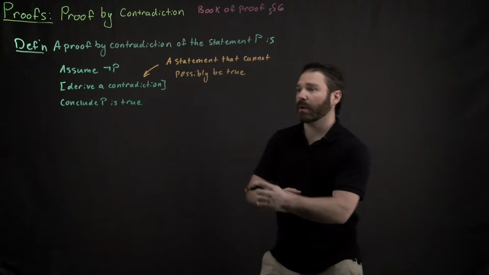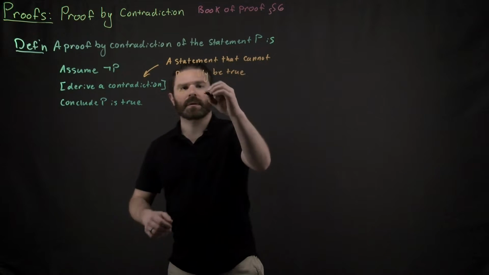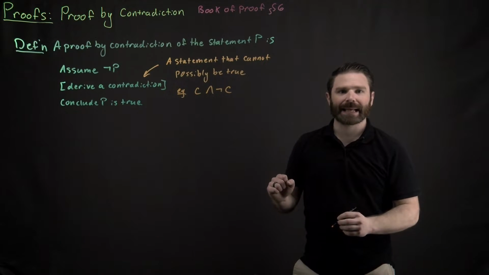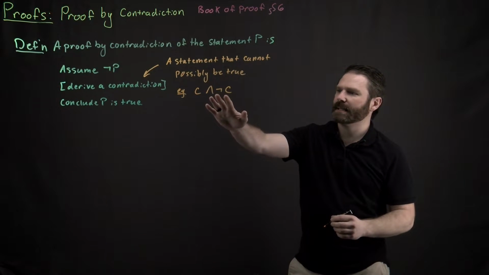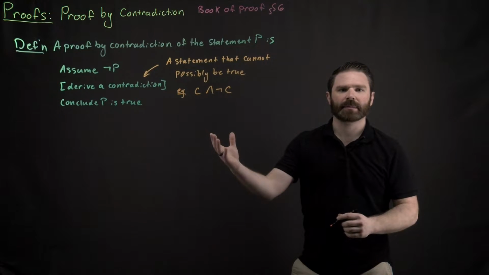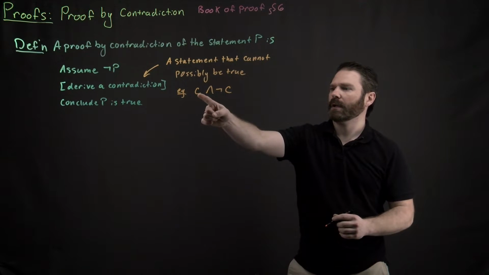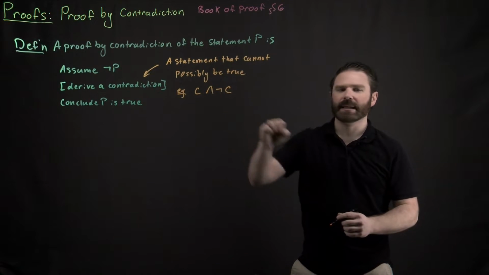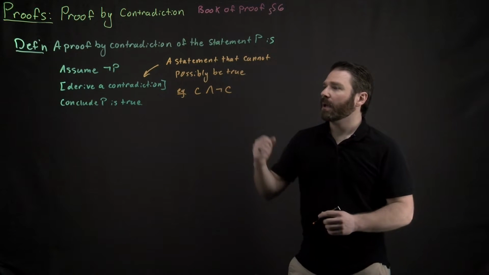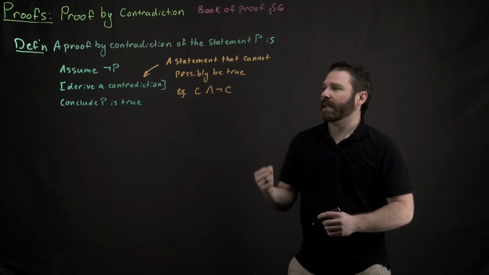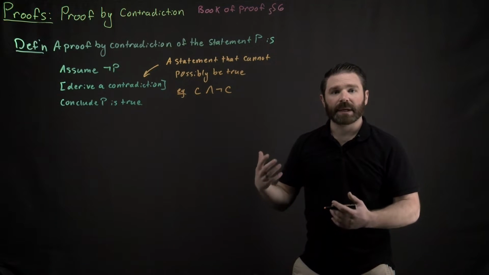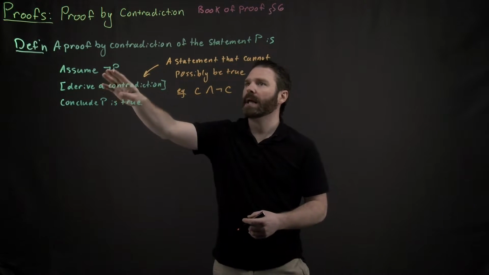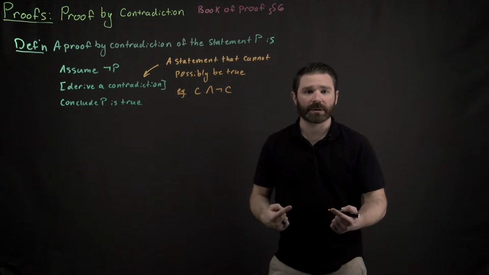So for example, we could have something like C and not C. This is a statement that could never possibly be true. You can try any truth value for C here, and this statement will never be true. This is a contradiction. So this proof technique here is nice because it gives you a little bit more to work with, because you can assume that what you're trying to prove is false.